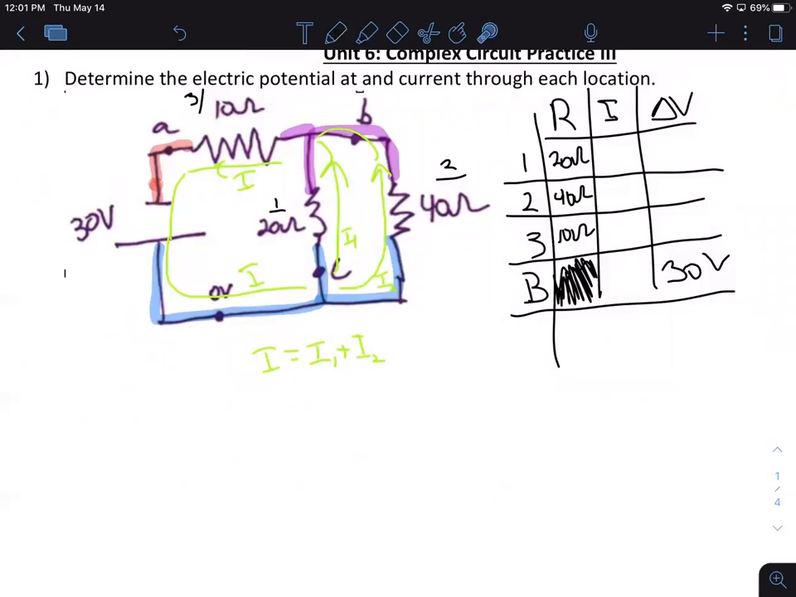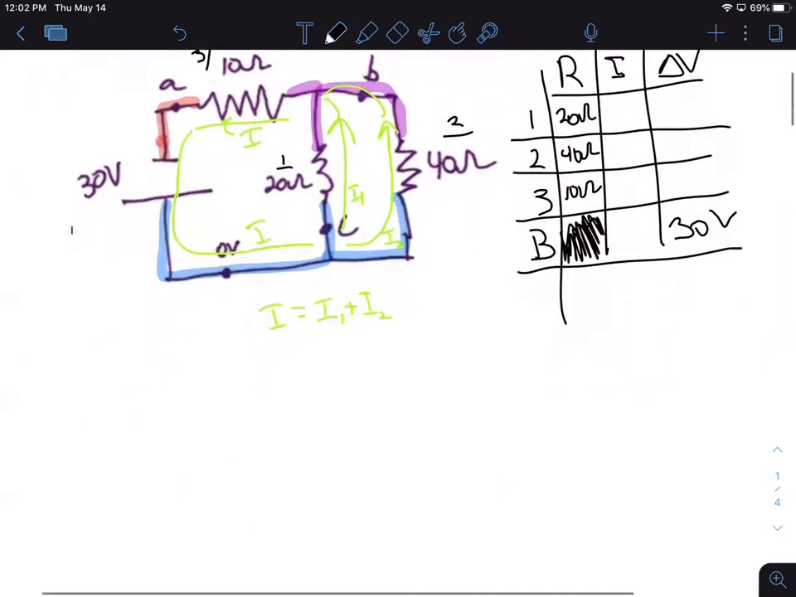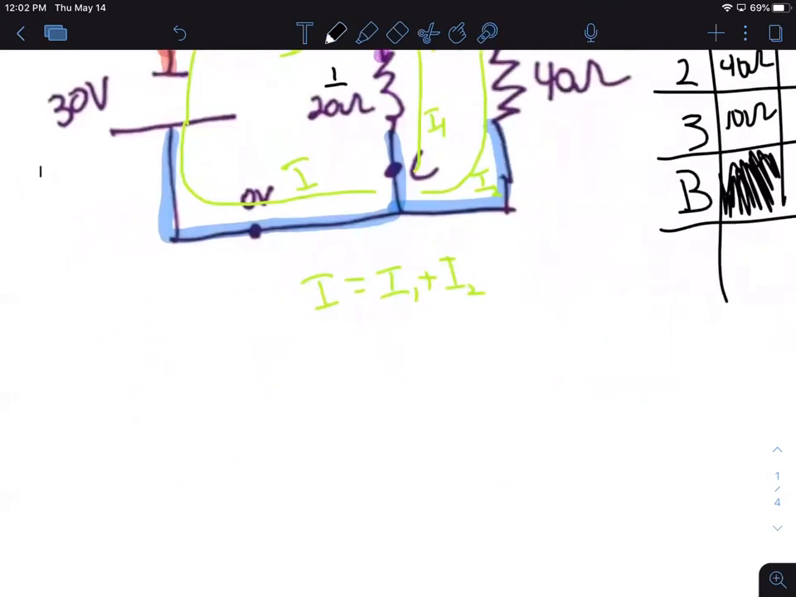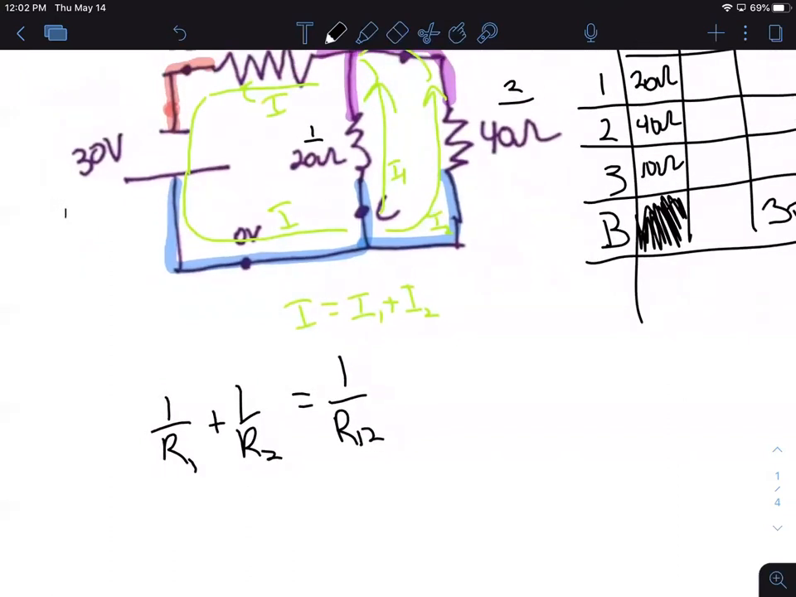But here, when I look at it, I'm looking for resistors that are either in series with one another, so they have the same current, or I'm looking for resistors that are in parallel. They have the same change in voltage. And I see that 1 and 2 here are in parallel. So I know there's a rule that lets me combine resistors 1 and 2. And that's 1 over R1 plus 1 over R2 can give me a combined equivalent resistor, which I could call R12. This equation is because they're in parallel. This is how the math works out for that.